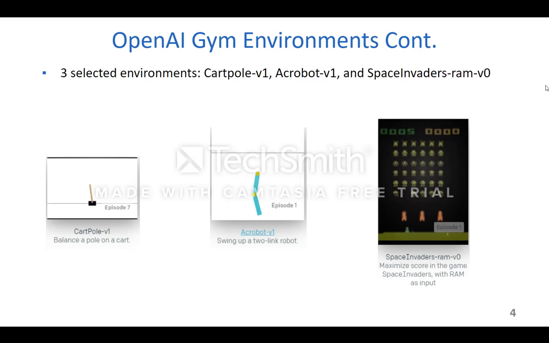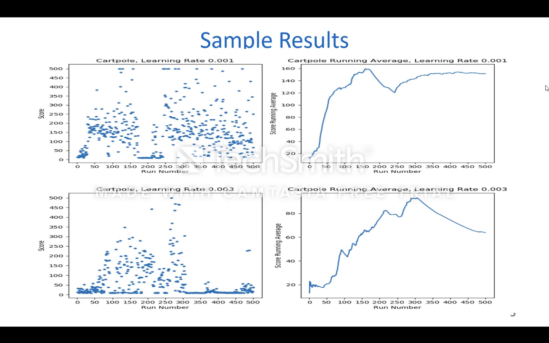Here, three different environments were used: Cartpole, Acrobot, and Space Invaders. Cartpole is the most simple environment, Acrobot being a slightly more complex environment, and Space Invaders being by far the most complex environment. Here's a sample of results.